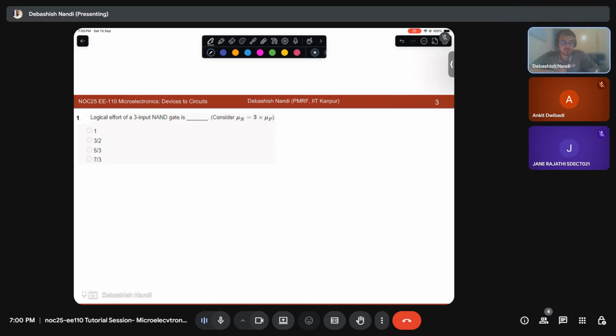In the first part of today's session, we will do some basics of inverter sizing and, more importantly, logic gate sizing. Then we will proceed to some of the analog circuit applications. So how do we solve this problem? The logical effort of a 3-input NAND gate is asked, and your mobility ratio is given. How do we solve this?